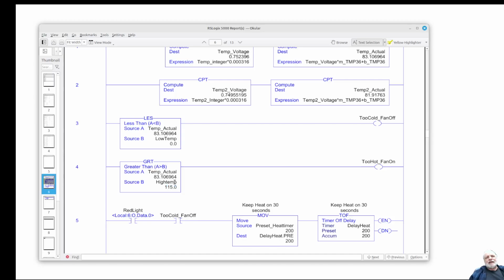Okay, so I'm saying if the temperature, I got a temperature sensor reading, right now it's 81, so this is not going to be on. But if it gets to 115.0, so that means 115.01, this would turn on.